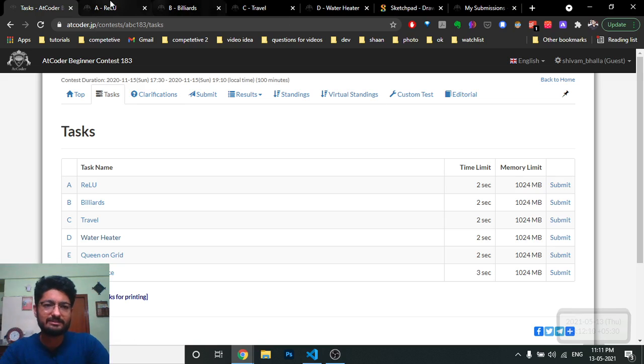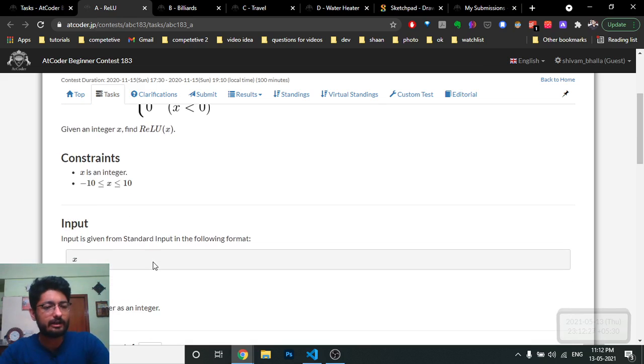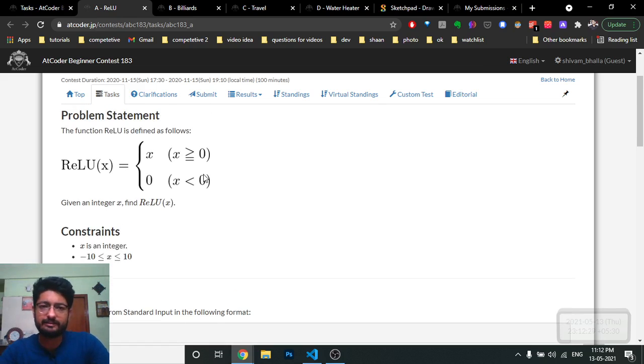The first problem is very simple. It states that you have to implement this ReLU function, in which you are given some integer x and you have to output according to this function. If x is greater than or equal to 0, then the answer is x itself, else if x is less than 0, then the answer is 0. So you can just take the input and write down this condition, and that's our answer. I don't have to show the code for this.